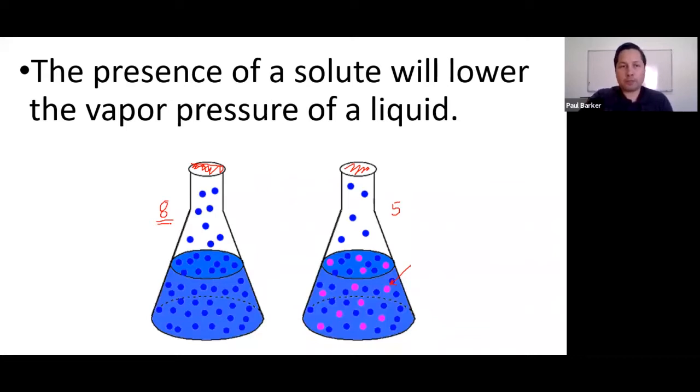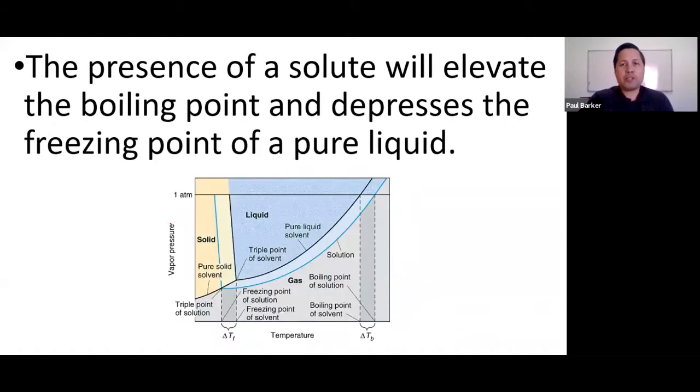Now, the presence of the solute will elevate the boiling point. Water boils at 100, but now it might boil at 101, 102, so it will elevate it. But it will also depress the freezing point. So instead of water freezing at 0 Celsius, it's going to freeze at something lower, maybe -1, -2, -3.